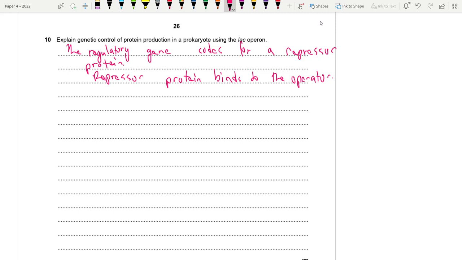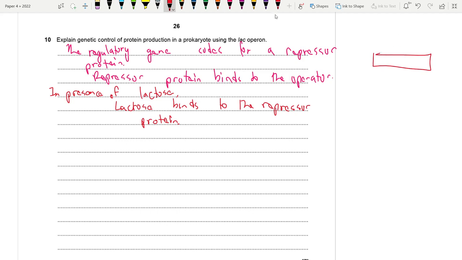So this is an example of an inducible enzyme. The enzyme beta galactosidase will only be produced when the substrate lactose is present. Okay, so in presence of lactose or allolactose, what happens? Lactose actually binds to the repressor protein. So this was the main setup, right?